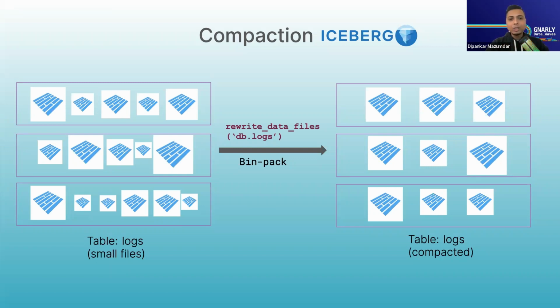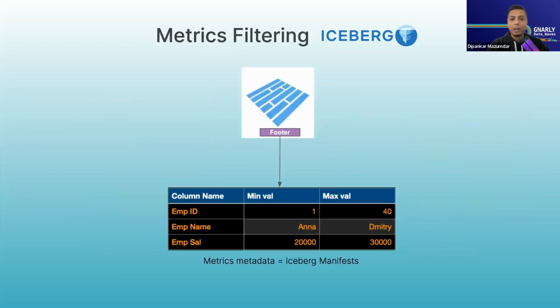Okay. Our next topic, which is our next optimization strategy, is called metrics-based filtering. And this is an interesting one, okay? Metrics-based filtering is another way to read fewer files and skip them, okay? File formats like Parquet or ORC keep certain information, or metadata, about the inside content of the file in their footer, okay?